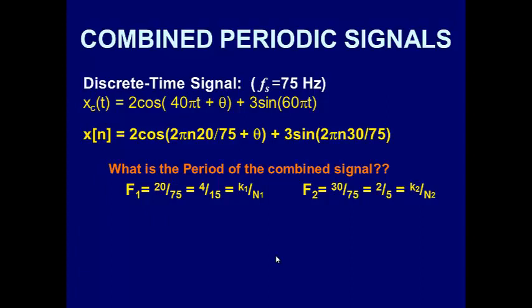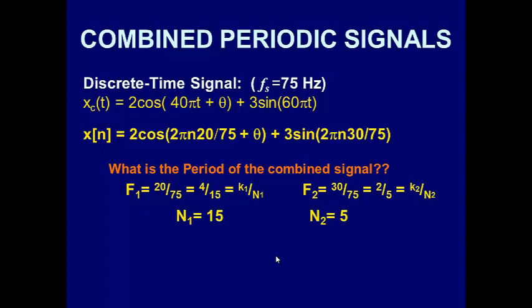And we can apply the same mathematics to the discrete time frequencies and discrete time periods to figure out the new fundamental discrete time frequency or period. Here, this one comes out to be 20/75 or 4/15. That's its k over n. This one is 30/75 or 2/5. That's its k over n.